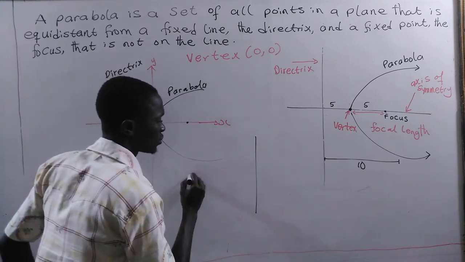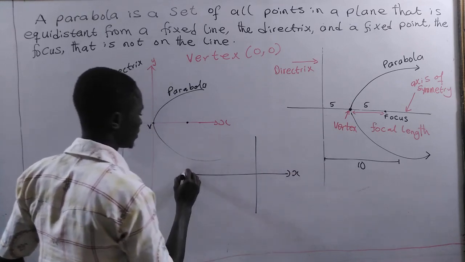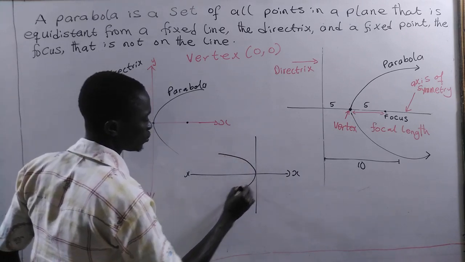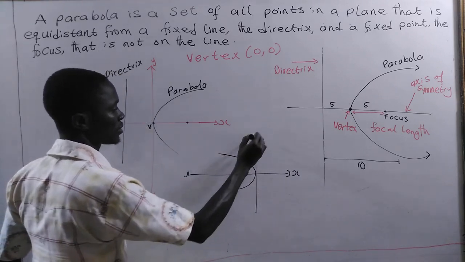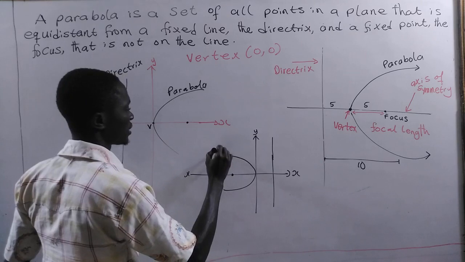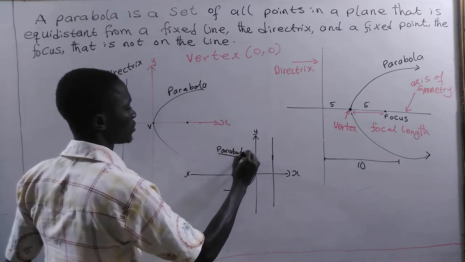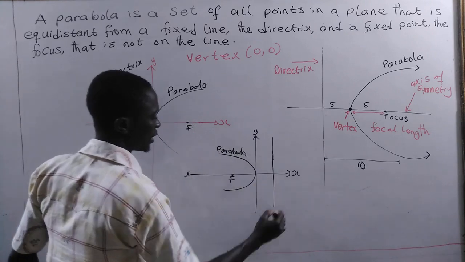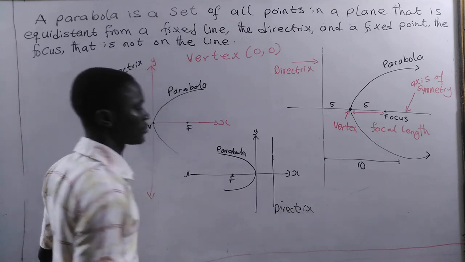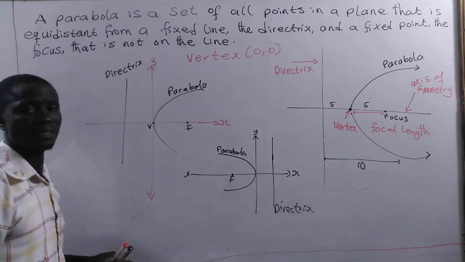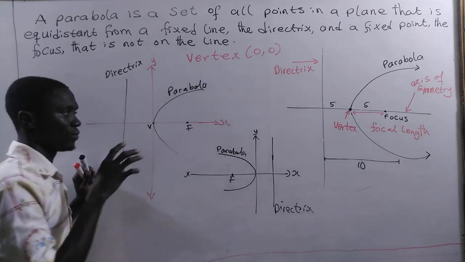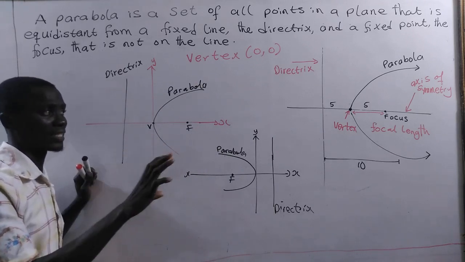And we can also draw this one. If we take the x-axis as our line of symmetry, you can draw a parabola opened to the left, and this will be our focus, and this will be our directrix. This is our parabola, this is our focus, and this one is our directrix. So these are the two parabolas that we can draw if we choose vertex 0, 0, and we say that the x-axis is the axis of symmetry.